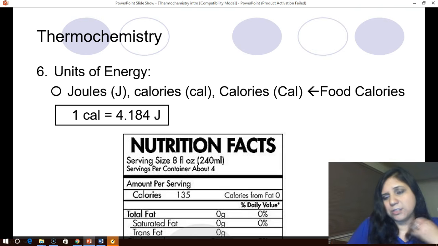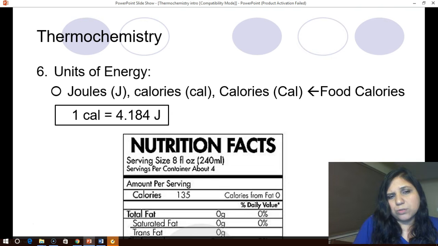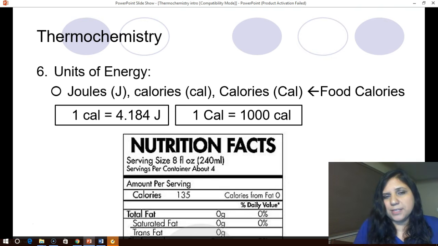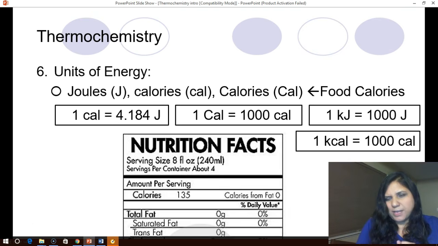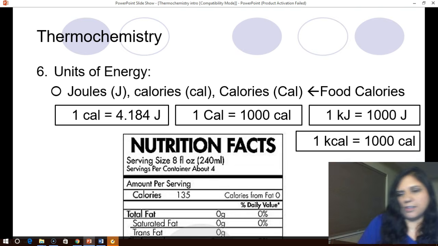Here are the conversions, and you do get these on the back of your periodic table. 1 calorie is 4.184 joules. 1 big C calorie is 1,000 little c calories. And so anytime you eat a food calorie, you're eating 1,000 little calories. You need to know that 1 kilojoule is 1,000 joules. And another conversion we might use is 1 kilocalorie is 1,000 calories, or 1 kilocalorie is 1 big C calorie.